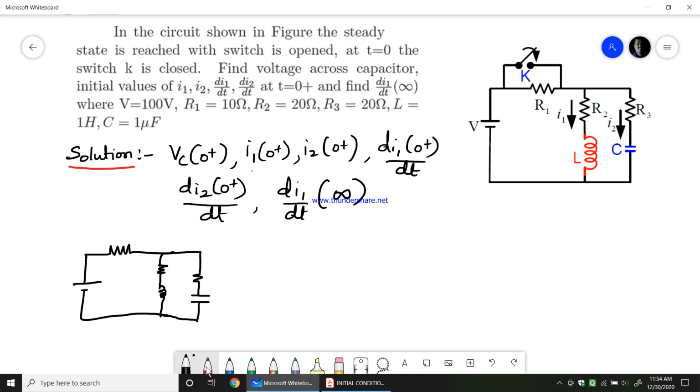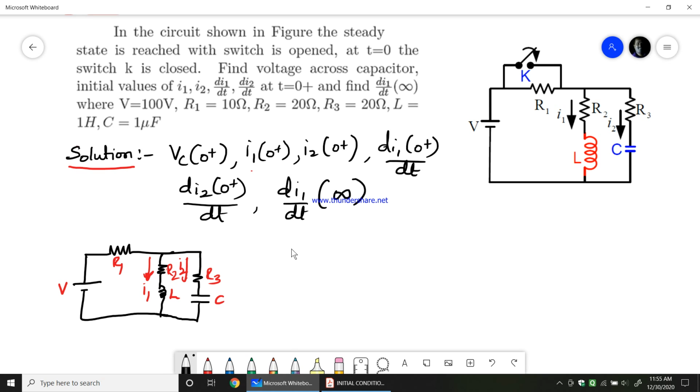So this is what we have. This is I1 and this is I2, and this is R2, R3 and R1 and V. So this is the circuit. This is L and this is C. So this is the circuit we have written when the switch is open.